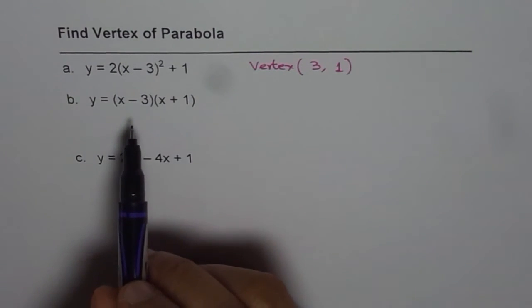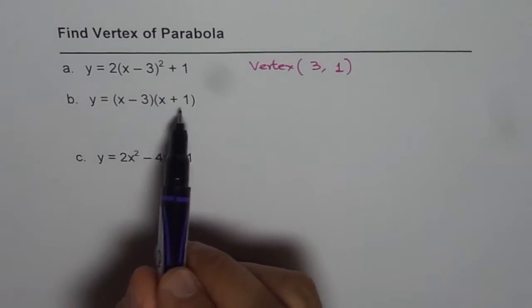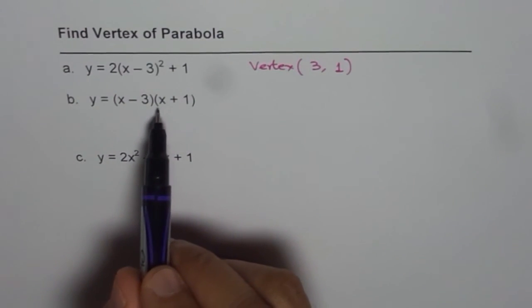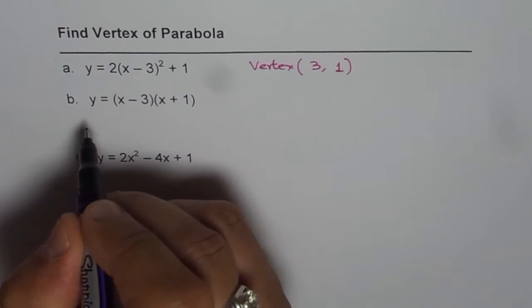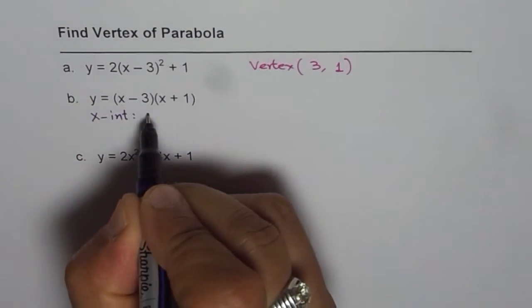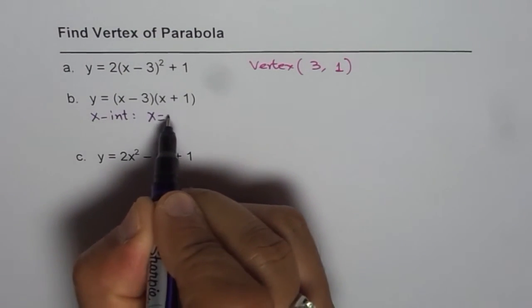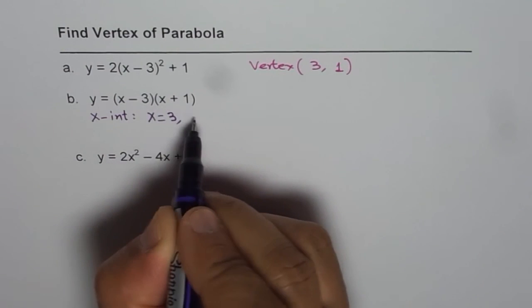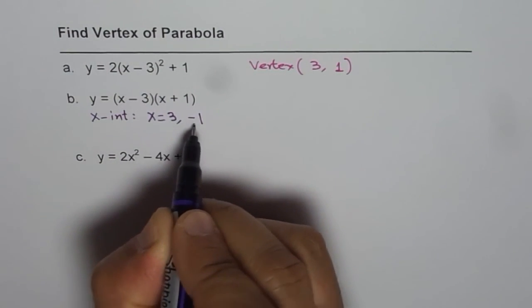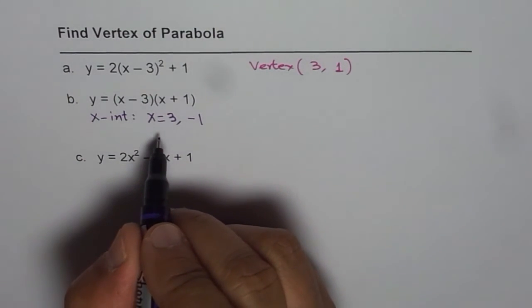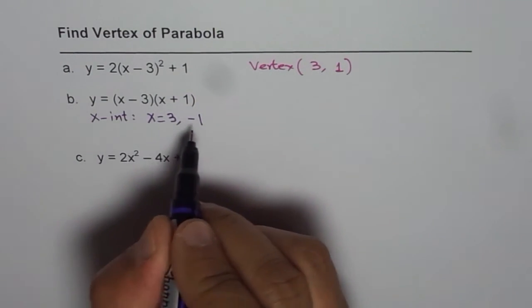Now let's figure out how to find the vertex when the equation is given in intercept form. From this equation, you can read the x-intercepts, right? So where are the x-intercepts? We know x minus 3 will be 0 at x equals 3, and the other is at x equals minus 1. So these are the two x-intercepts. The axis of symmetry will go through the center of these.